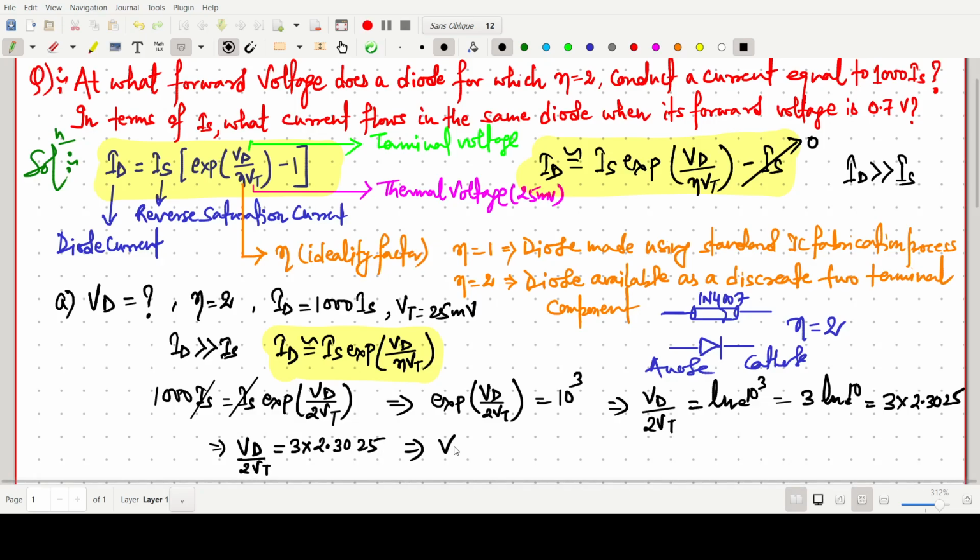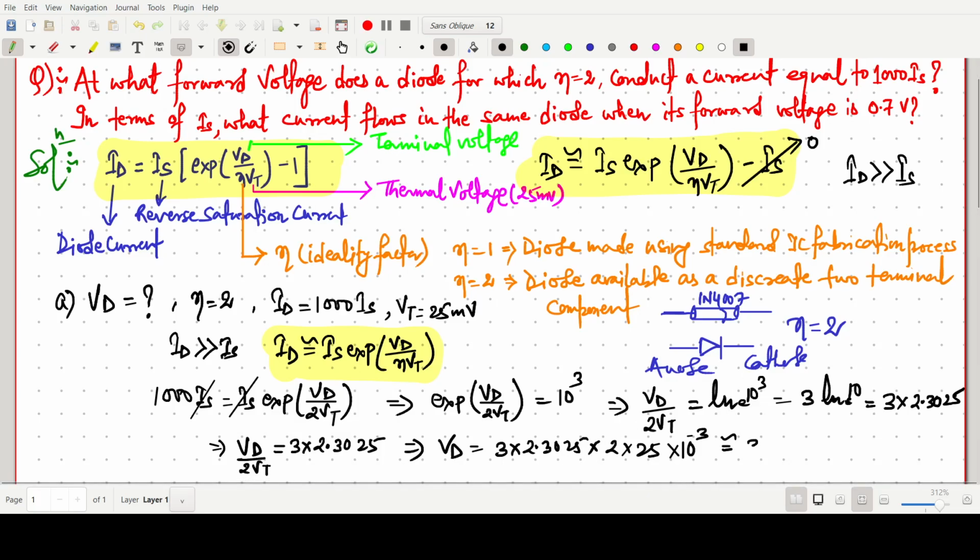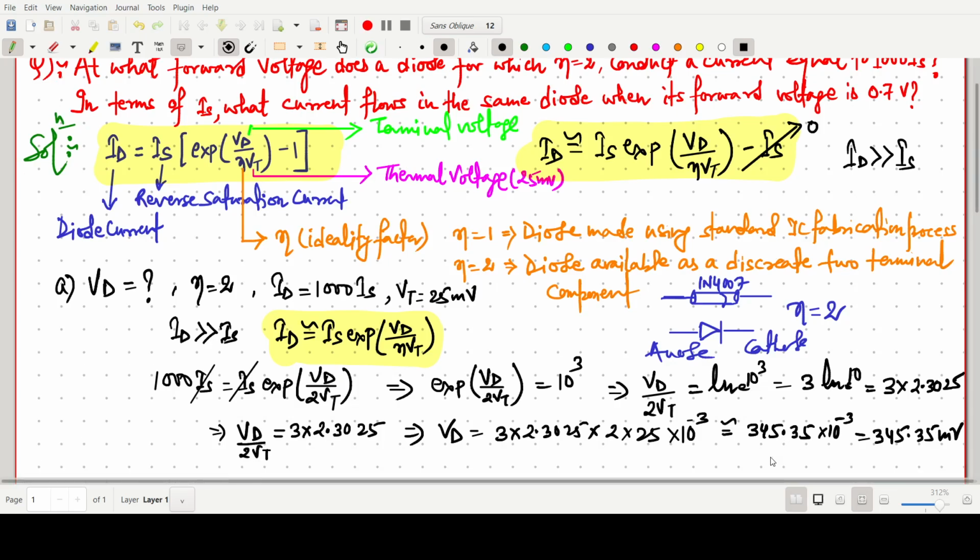Now we have to find the VD value. So 3 into 2.3025 into 2 into VT. VT we can write as 25 millivolt, so 25 into 10 to the power minus 3. I have already written this somewhere. If we calculate all these things, it will nearly come to 345.37 into 10 to the power minus 3, or in general we can write 345.35 millivolt.